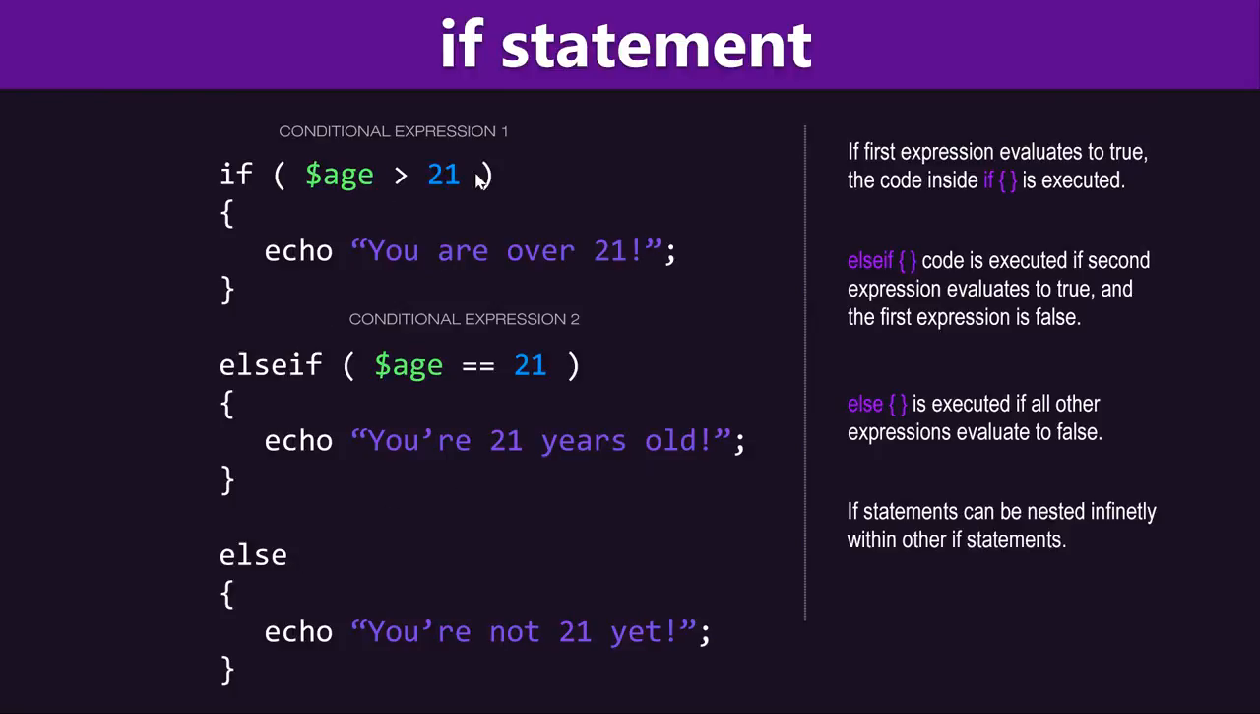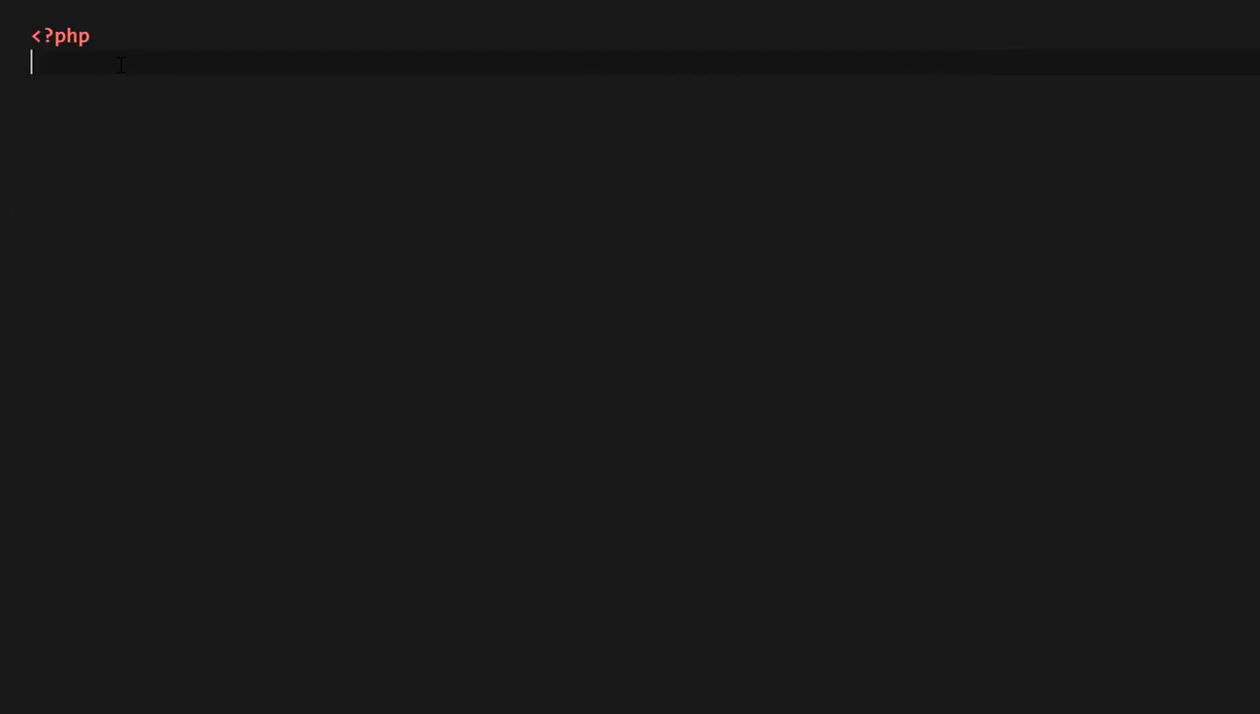And finally, if none of these conditions evaluate to true, so if both of these conditions are false, then the else case will be executed and it's going to print out you're not 21 yet. Okay, so that's if statement syntax. That's pretty much all you need to know. Now let me give you a practical example because I want to show you something else.